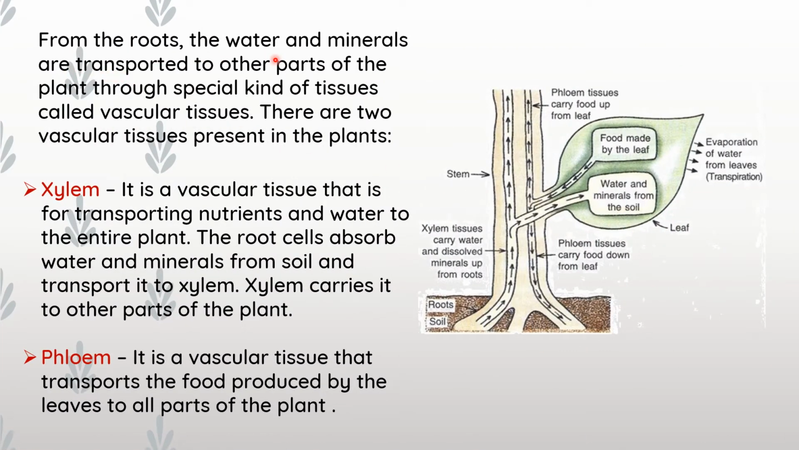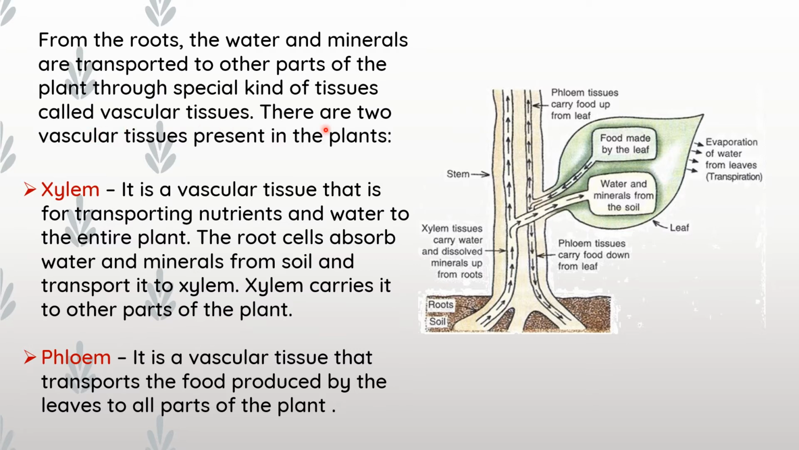From the roots, the water and minerals are transported to other parts of the plant through a special kind of tissue called vascular tissues. Other parts means leaves, flowers, buds, branches. All parts of the plant need water and minerals, and these are transported through some tube-like structures. They are called vascular tissues.